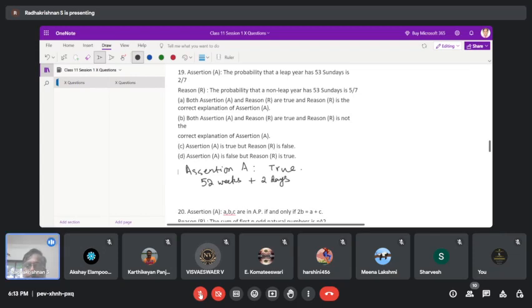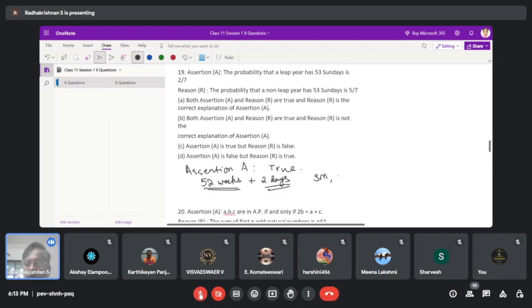Leap year, there will be 2 days. Non-leap year, there will be 1 day, because 52 into 7 is 364. In a leap year, there are going to be 52 weeks plus 2 days. So 52 weeks are going to have 52 Sundays. So these 2 days, what are the possibilities?